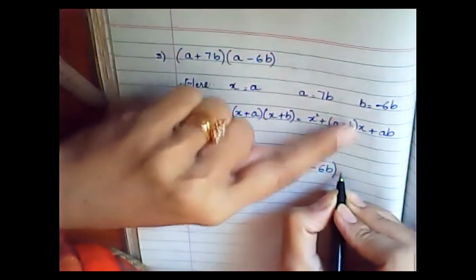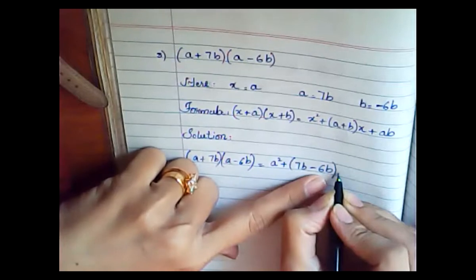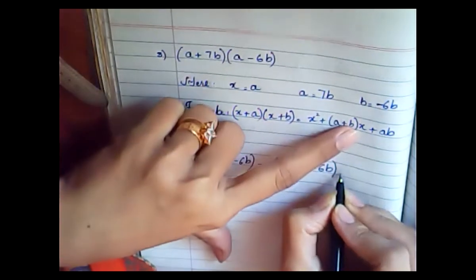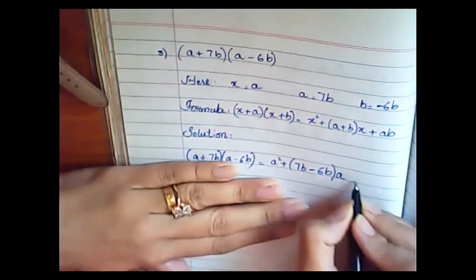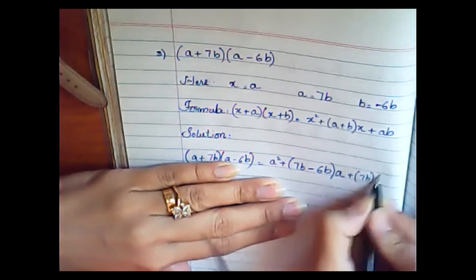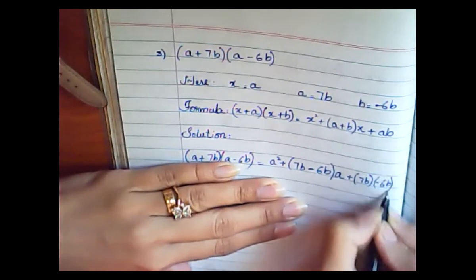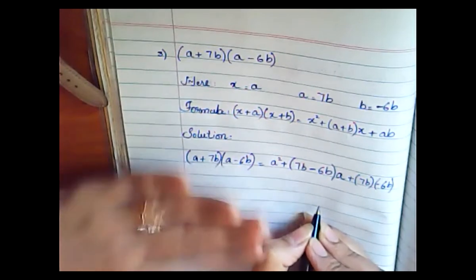Then x. Here x is there. Do we have to put x over here? No, we have to put the value of x, that is a. Is it clear or not? Now, plus ab. The value of a is 7b and the value of b is minus 6b. Is it clear?